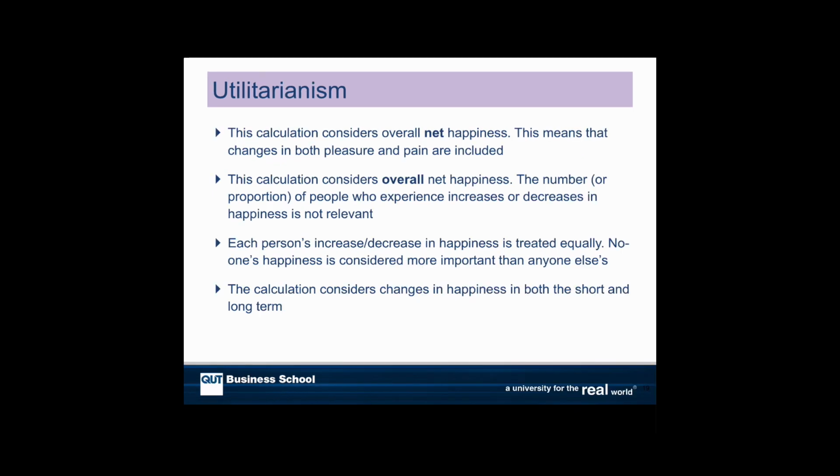Okay. So again, just to go over a couple of the points, it's net happiness, so we include both pleasure and pain. That's why we had negative numbers in our calculation. It's overall net happiness, not the number of people. You treat everyone's increase or decrease equally. Right? This is a really important point, that no one has priority, unlike ethical egoism. And the calculation considers happiness over both the short and long term. It's meant to be a total score, both long and short term.